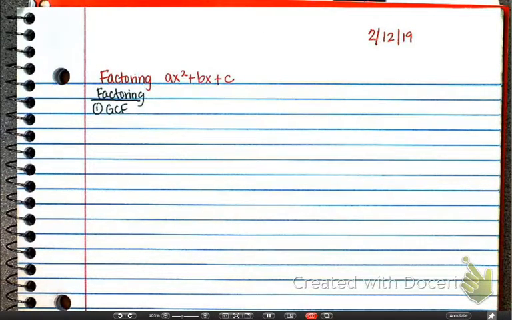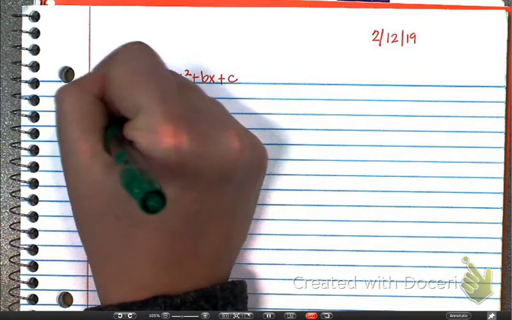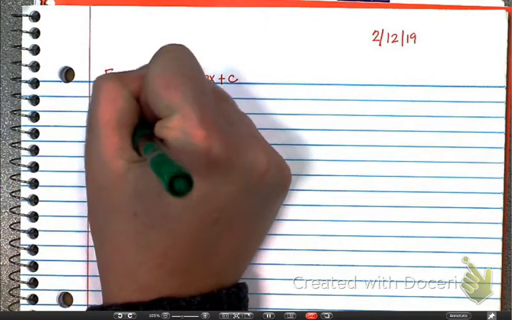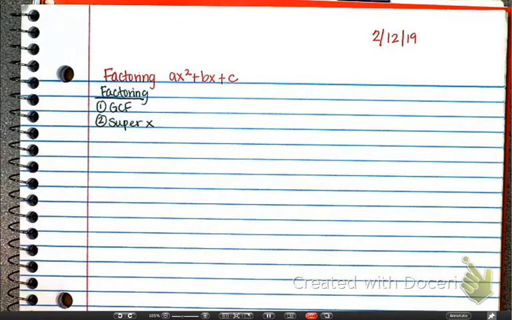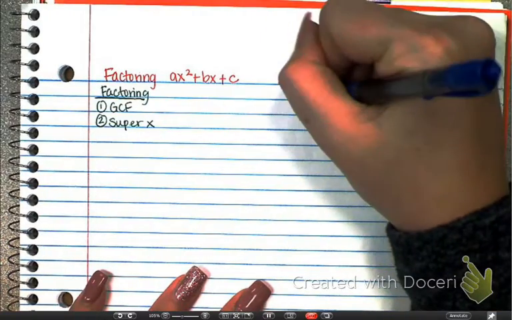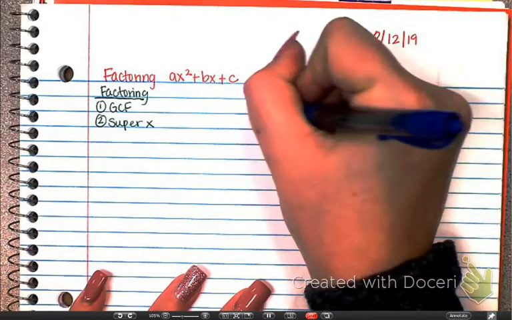If GCF works, great. If it doesn't work, what do we move on to? Super X. Now the nice thing is we're still using the Super X today. Okay, we have one additional step with it, but we're still using the Super X. Before we use the Super X, what did we identify? A, B, and C, because we need to then be able to fill in the Super X appropriately.